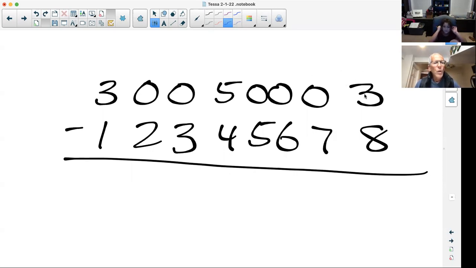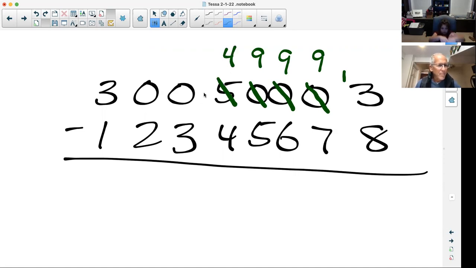Yes. 3 is too small for 8, so we make it a 13. We have to borrow from the 0 to make it a 9. The rule is whenever you borrow from 0 to make it a 9, you have to borrow from the next. But now we say, 4 is perfect for 4. So we don't need to do what? We don't need to borrow.